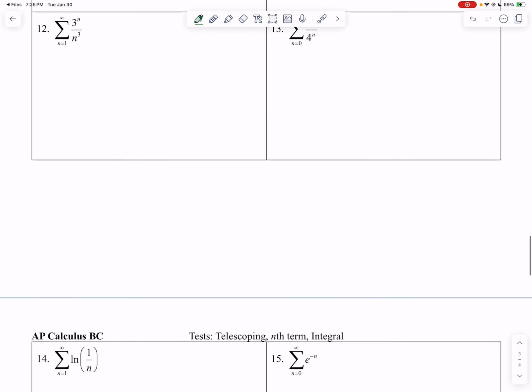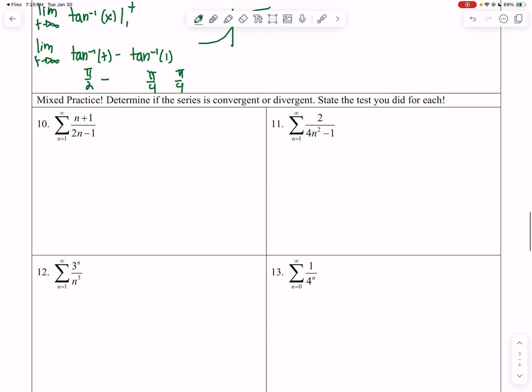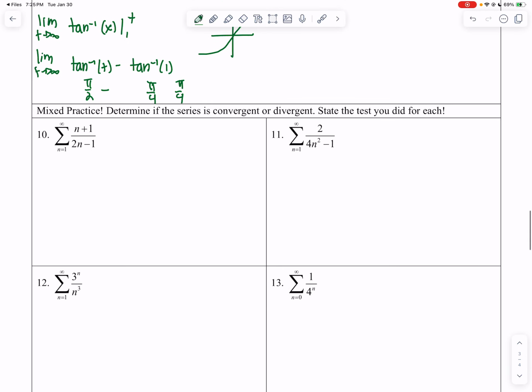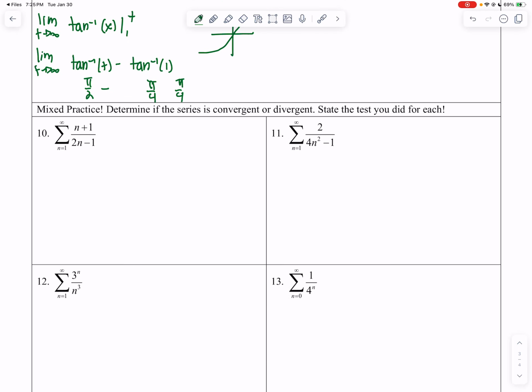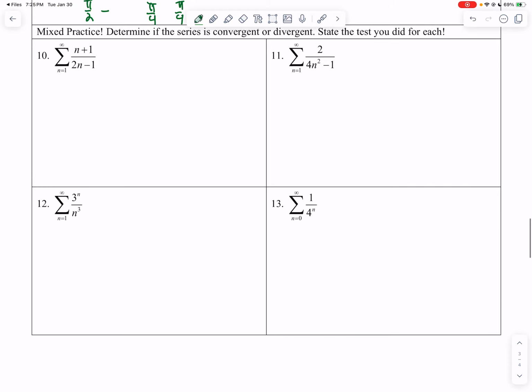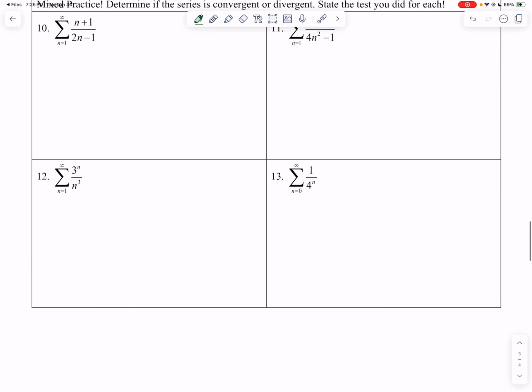All right, so these problems right here, 10 through 17, are mixed practice in terms of telescopic, nth-term, integral, and geometric that we learned in the previous lesson. So this is a good review.